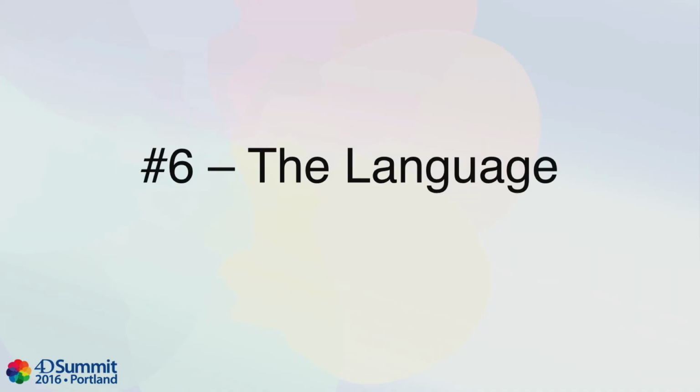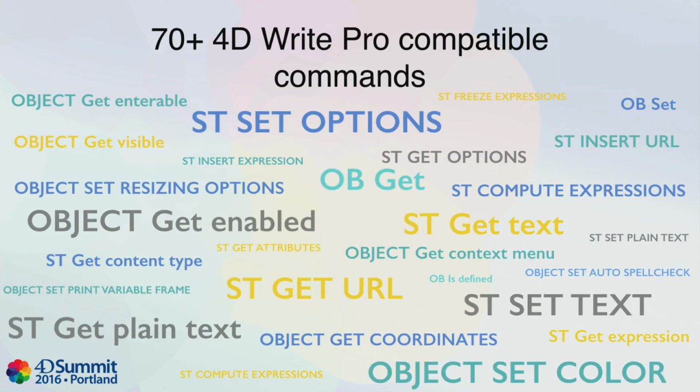So let's go back to the slide. Now we have to talk about the language. As we saw this morning, we have over 70 commands of 4D that can be used with 4D Write Pro. So if you already know these commands, you can use them with 4D Write Pro. For instance, we already had styled text in 4D. So if you have used the commands that are prefixed with ST, you don't have to learn more commands. You can use these commands you already know with 4D Write Pro.